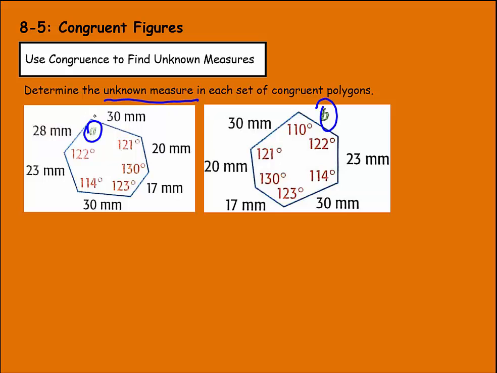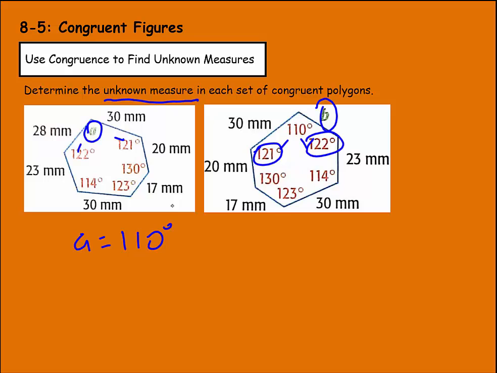So clearly these congruent figures are not in the same position. Well, if that's the case, how can I find A? Well, you need to look where A is between. A is between the 121 and the 122. Which angle measures between the 121 and 122 over here? Well, I see 121 here. I see 122 here. That means these angles match up. A must be 110 degrees. So A equals 110 degrees.